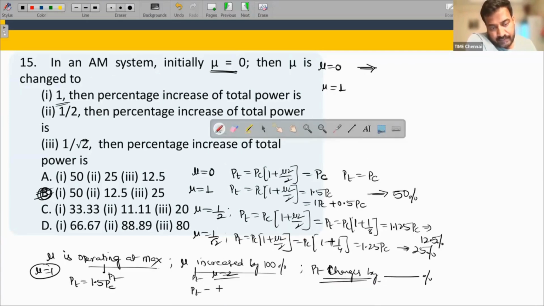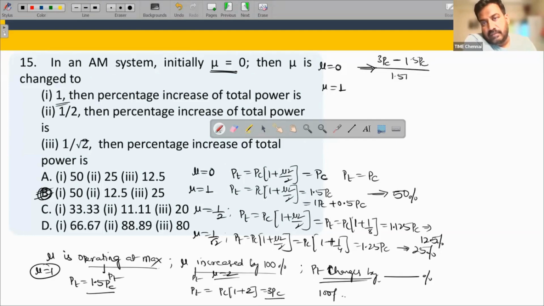Now, PC into 1 plus mu square by 2, that's 2. It becomes 3 PC. 1.5 PC became 3 PC. Improvement: final value minus initial value by initial value into 100. Improvement is 100%. Of course, you might have known this, no?